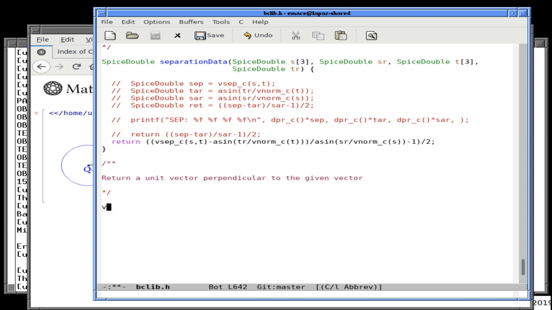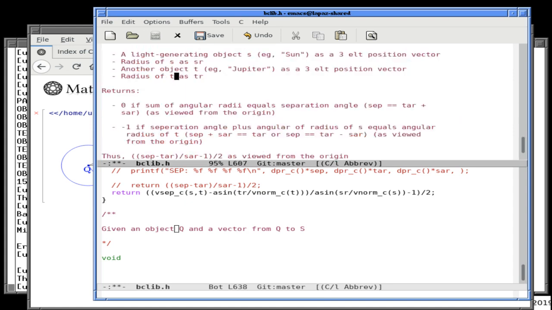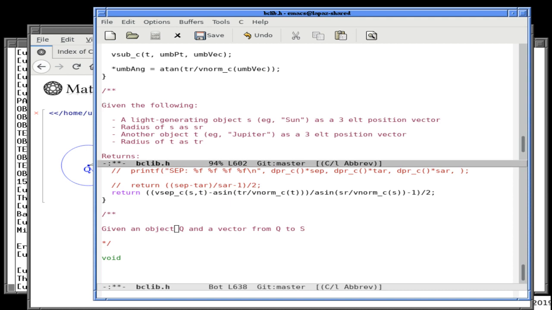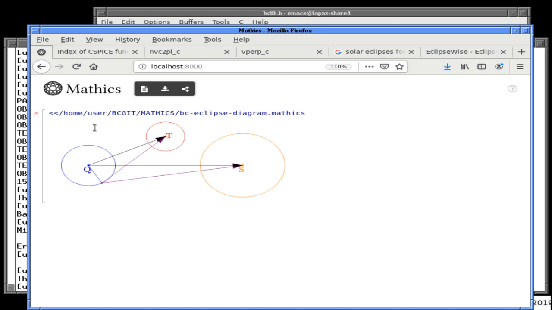And because we're going to be returning a unit vector, we have to, let's see. Okay, I'm going to go whole hog there. Given a point Q and a vector from Q to S, given an object Q, and let's use our same thing that we did here, given the following. And in this case, do we care about the object's radius? Or do we just need its position? I think we just need its position, because in this case we really don't care where the edges are.